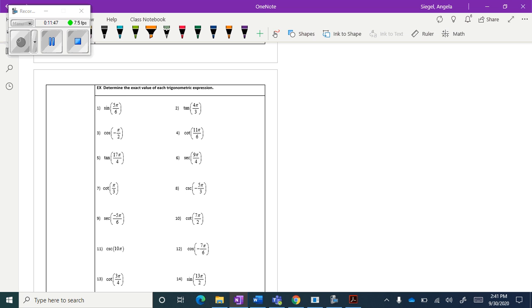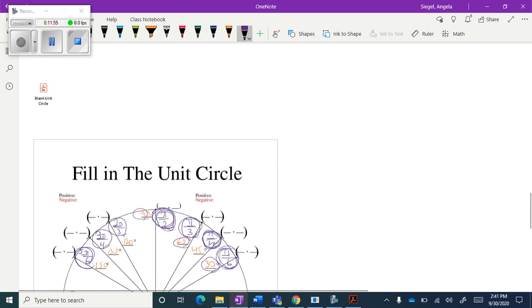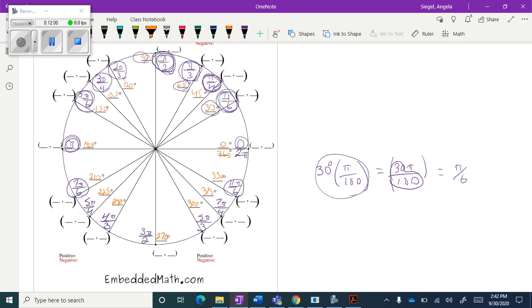So sine of 5 pi over 6. What we're going to do is go down here and figure out where 5 pi over 6 is first of all. If you'll notice, 5 pi over 6 is right here at 150 degrees. So you can either look at it as the sine of 5 pi over 6, or you can also look at it as the sine of 150 degrees.